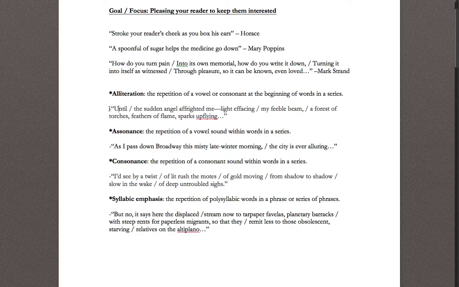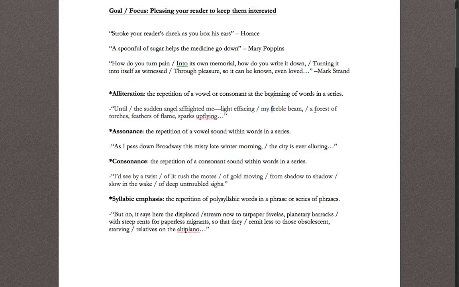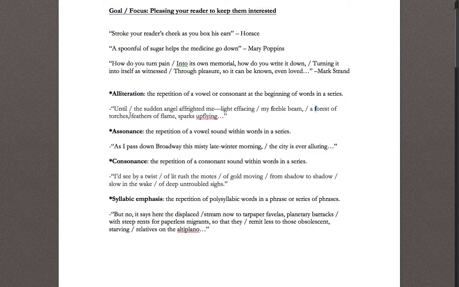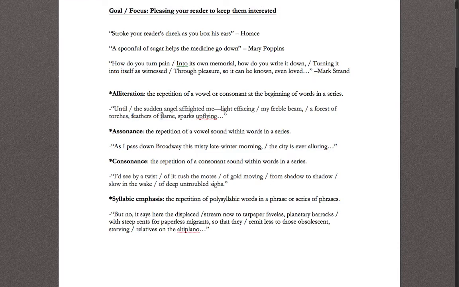Near the end of the poem, she says, "Until the sudden angel affrighted me, light effacing my feeble beam, a forest of torches, feathers of flame, sparks up flying." You probably notice the repetition of the F in this description, and we're going to look specifically at the F's at the beginning of the word. So we have feeble, forest, feathers, flame.